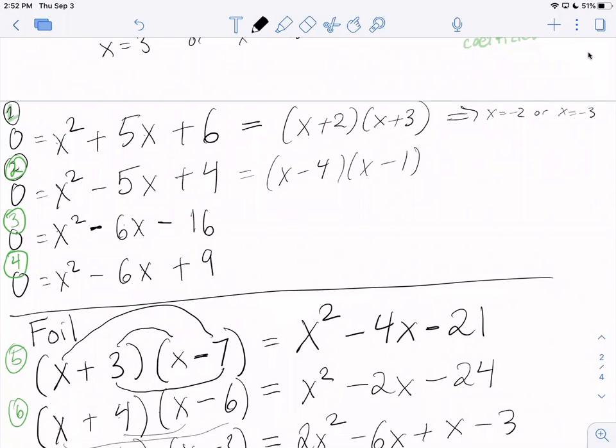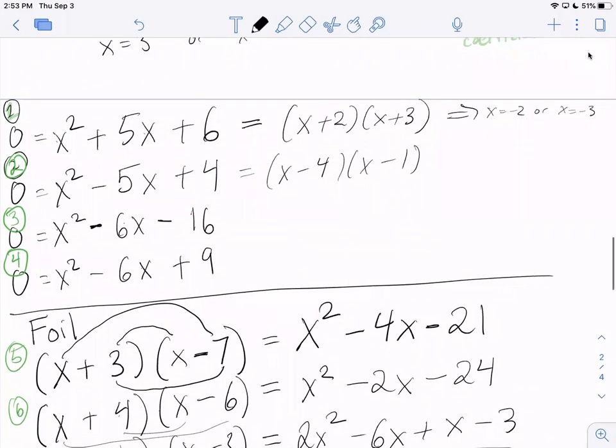Yeah, the ones where the middle number is negative, there's a few possibilities, right? The ones where the middle number is negative and the last number is positive, that can only happen if both of them are negative. So that's a kind of a nice thing to think about. And then this tells us that, okay, our solutions are x equals 4 or x equals 1. How about number 3?